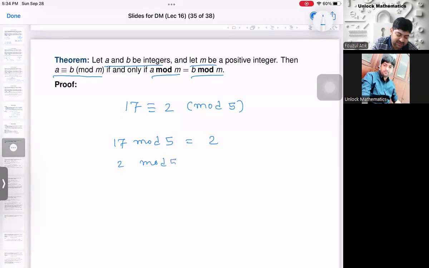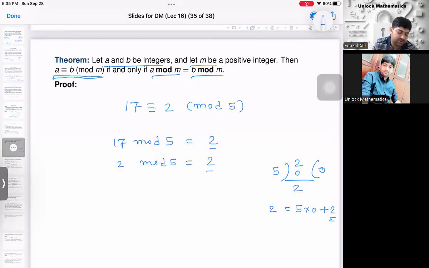Another one: B is 2 here, so 2 mod 5. What is the remainder in this case? If you divide 2 by 5, the remainder should be non-negative. In this case also the remainder is 2, because 2 is the dividend and 5 goes in 0 times. The quotient is 0, so 2 is equal to 5 times 0 plus 2. So 2 is the remainder, and that is what this theorem says.